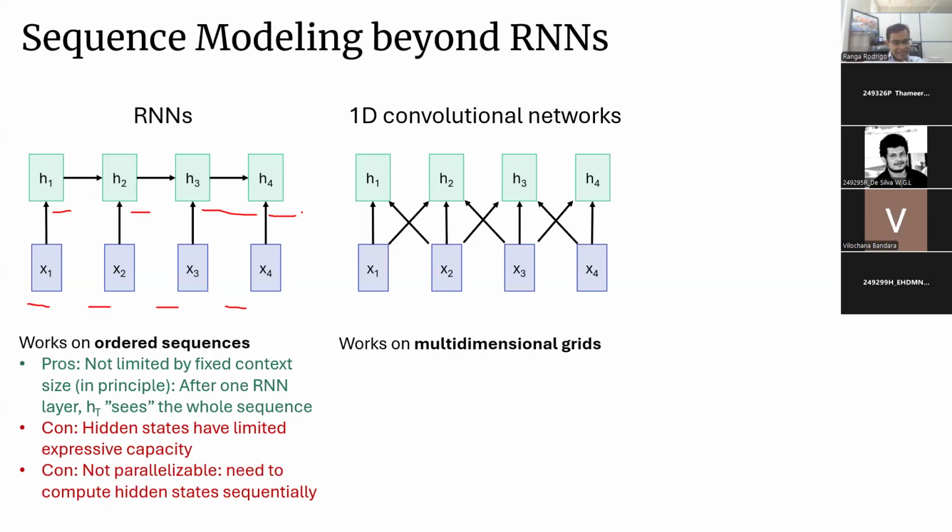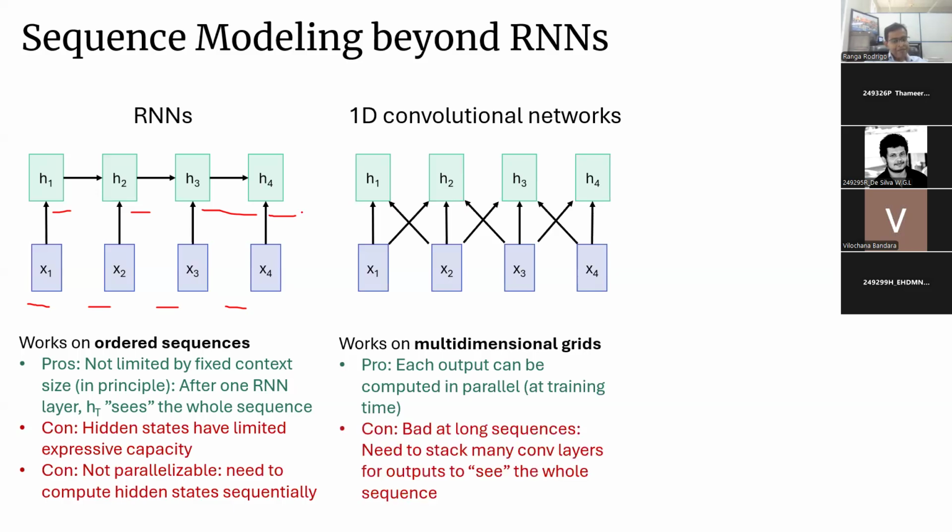So it works on a multidimensional grid, that's fine. Pros: each output can be computed in parallel at training time. Bad thing: bad at long sequences. You need to stack many conv layers for the output to see the whole sequence. When you looked at convolutional neural networks, you saw that the receptive field scales linearly with the number of layers. So to have long distance attention, you need a massive number of layers in a convolutional neural network.